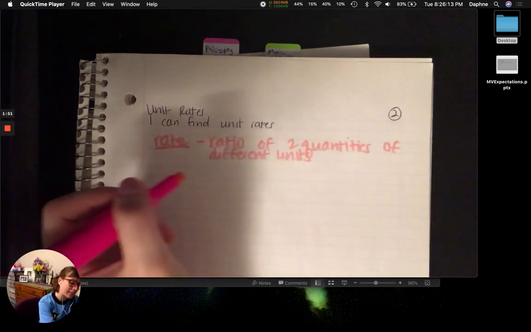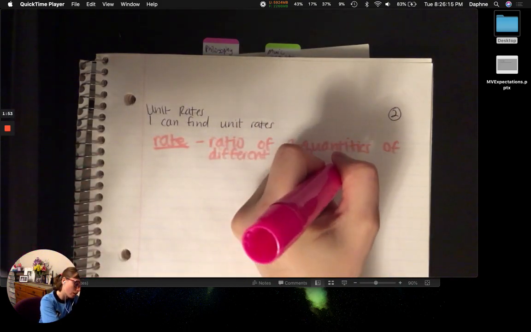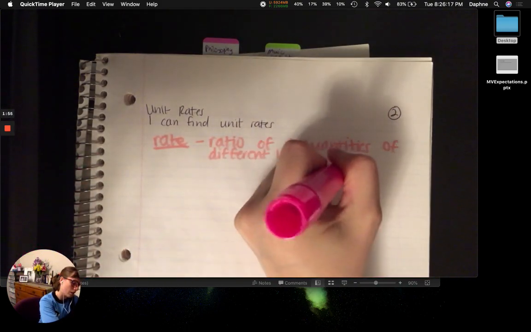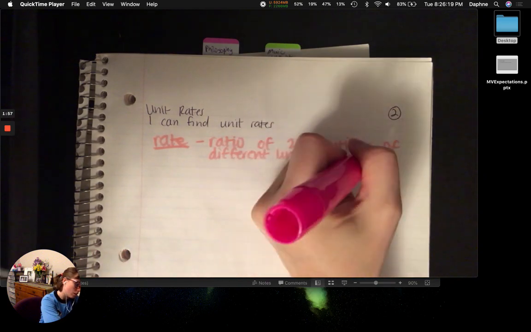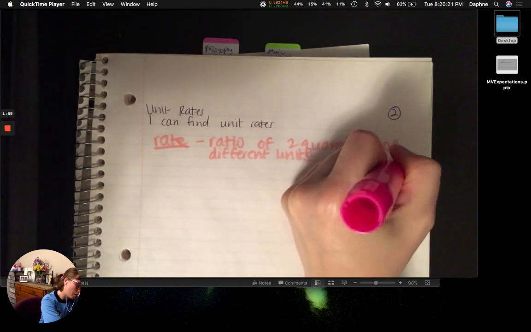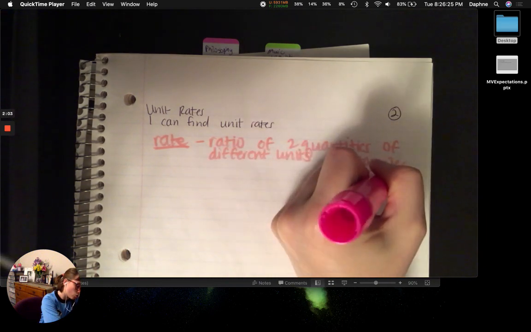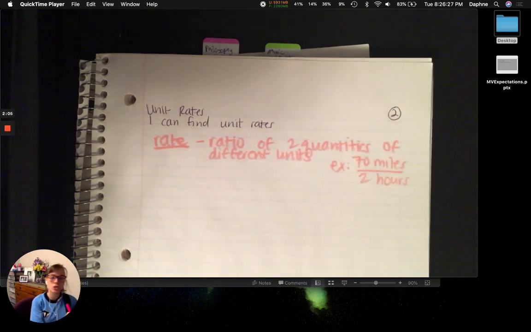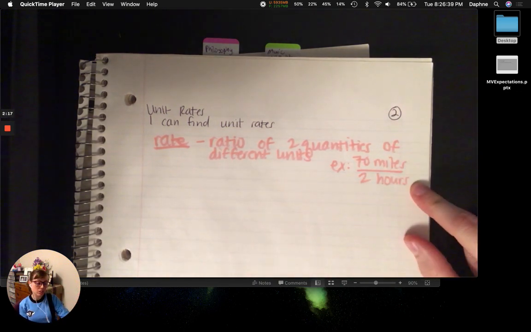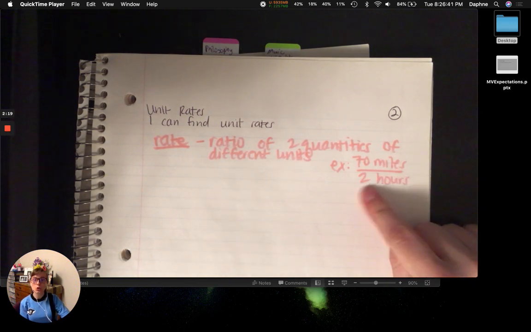All right, an example of a rate. An example would be 70 miles per 2 hours. So you drove 70 miles in 2 hours. That's that rate. That's what it's explaining. It's saying I have 2 units. I have miles and I have hours. It's just like a ratio. It is a ratio. It's a fraction. So 70 miles to 2 hours.